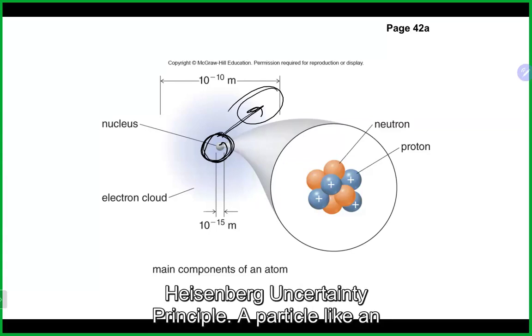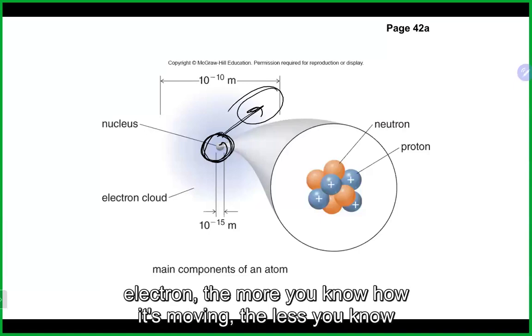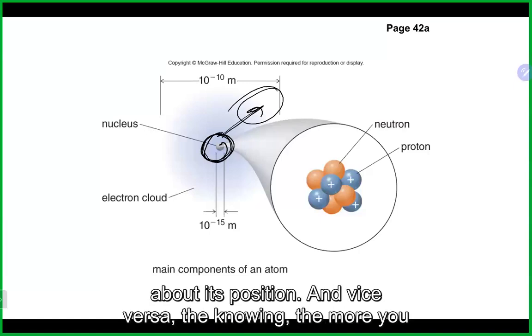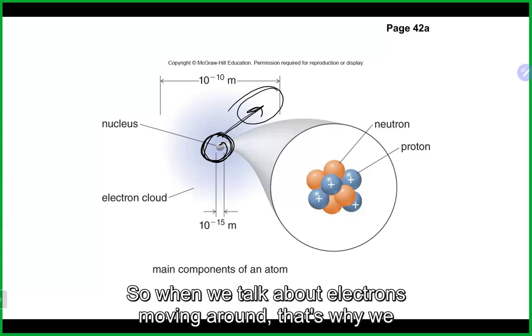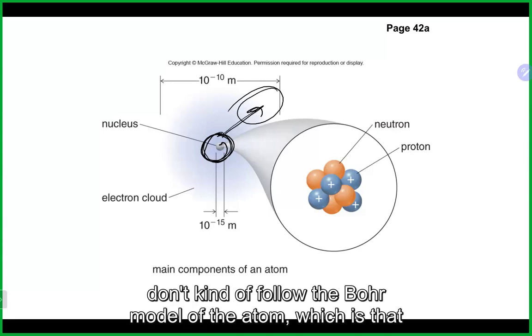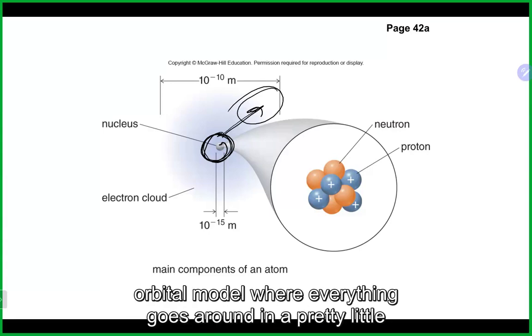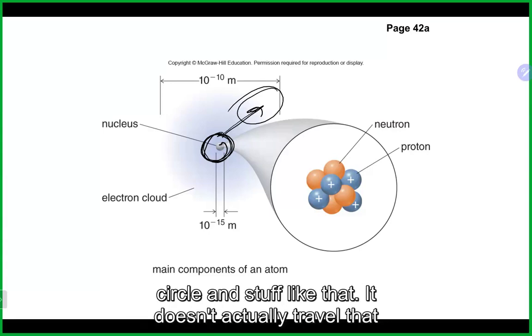A particle like an electron, the more you know how it's moving, the less you know about its position, and vice versa. The more you know about its position, the less you know how it's moving. So when we talk about electrons moving around, that's why we don't follow the Bohr model of the atom, which is that orbital model where everything goes around in a pretty little circle. It doesn't actually travel that way.